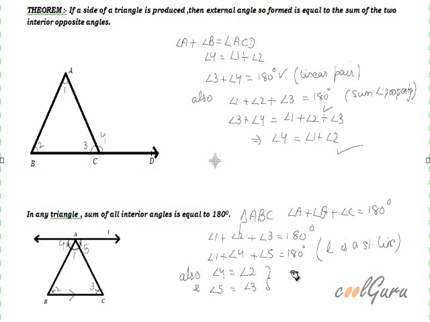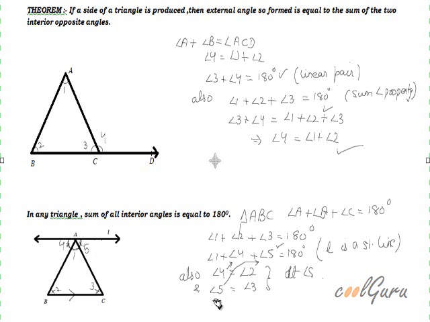The reason is that they form alternate angles, and we know that if two lines are parallel, then a pair of alternate angles are equal. For this reason angle 4 is equal to angle 2 and angle 5 is equal to angle 3. Now we can substitute the value of angle 4 and angle 5 in this equation.